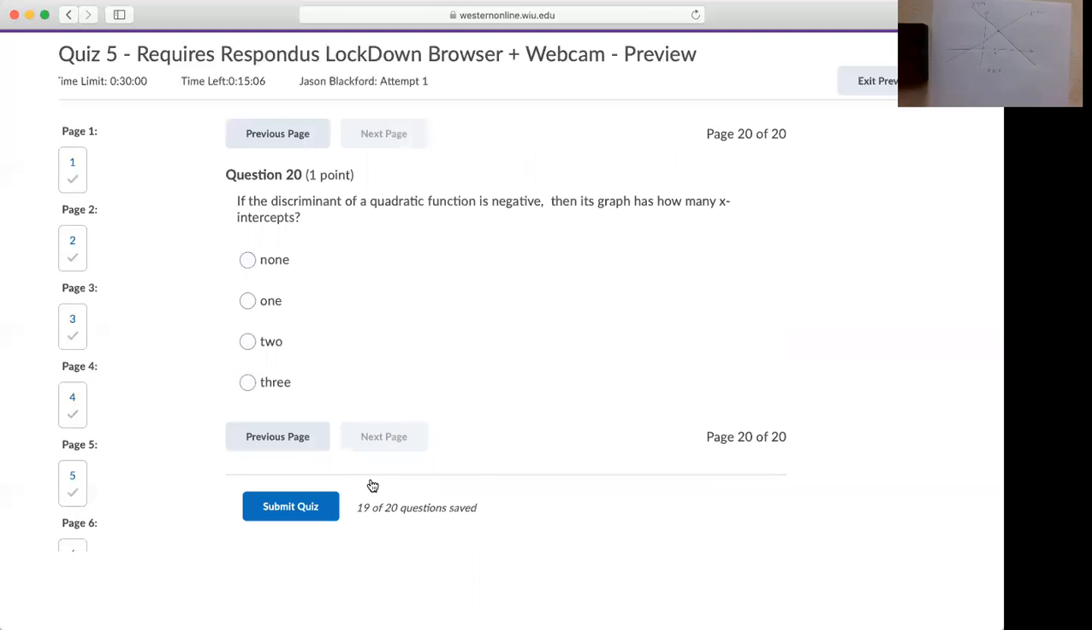And then question 20, if the discriminant is negative, what happens? Well, you just have to go back to the quadratic formula here, and we can see the discriminant is b squared minus 4ac, that's the number underneath the square root. If that's negative, then this expression doesn't exist, or it's not real, which means there aren't any x-intercepts. So the answer is there would be no x-intercepts.